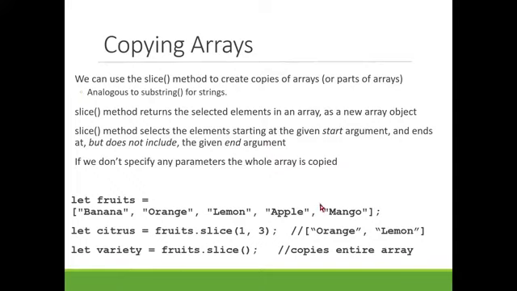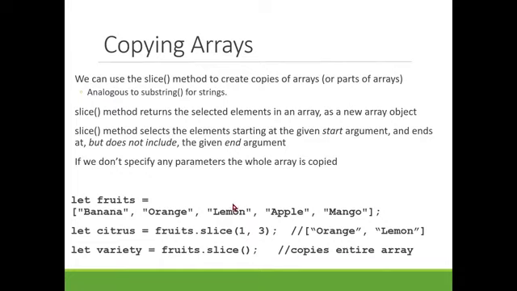So if we have this fruits array, and we say fruits.slice(1, 3), it starts at index 1, and it ends immediately before index 3. So we have 0, 1, 2, 3, so it starts at index 1, includes index 2, but not index 3. So fruits.slice(1, 3) gives you orange, lemon as a new separate array. The original array is unchanged.